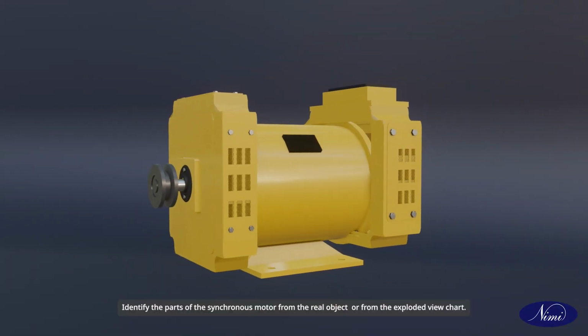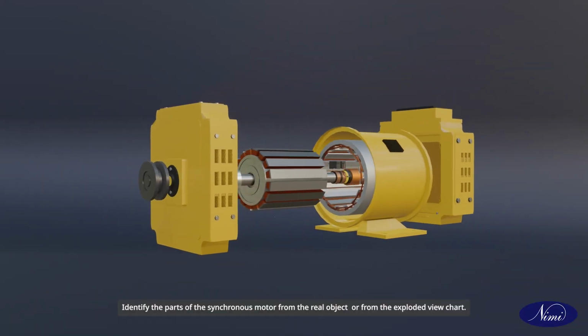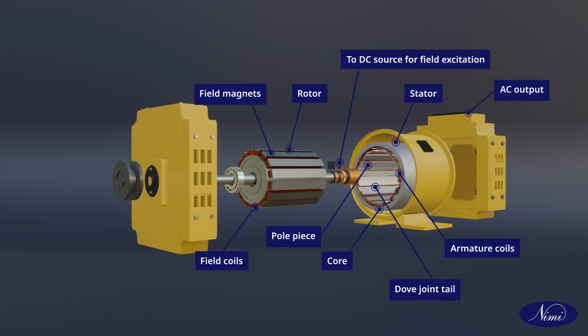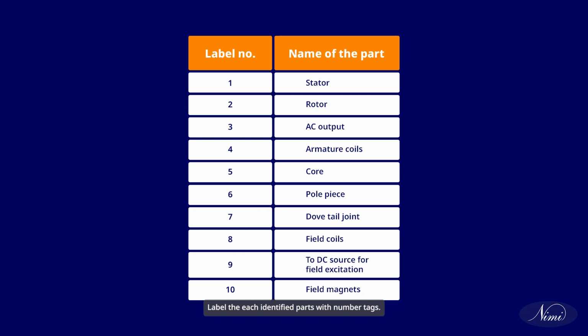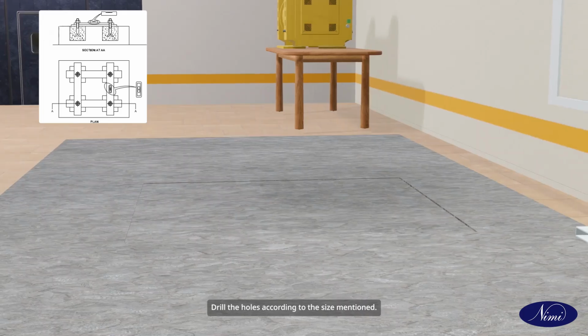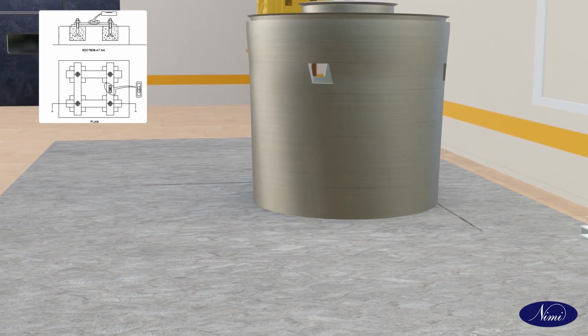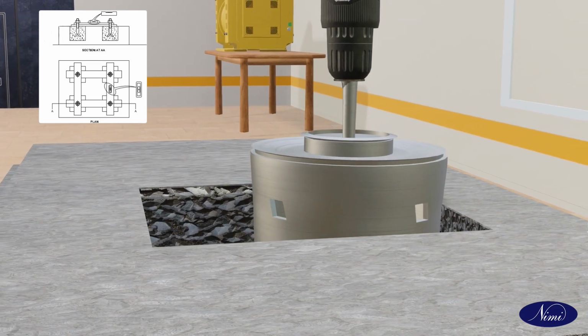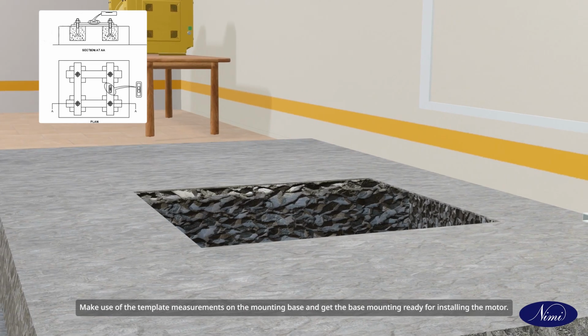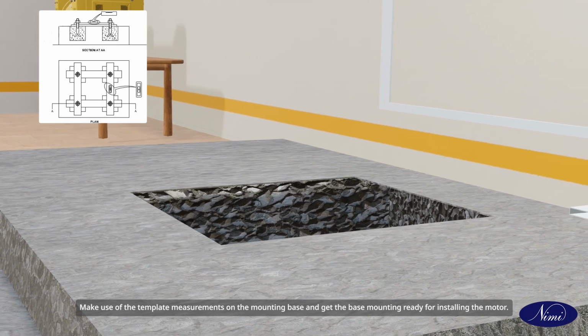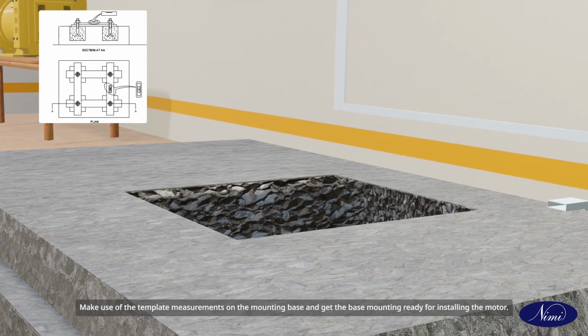Identify the parts of the synchronous motor from the real object or from the exploded view chart. Label each identified part with number tags. Write the name of the part of each labeled number in the tabulation. Drill the holes according to the size mentioned. Make use of the template measurements on the mounting base and get the base mounting ready for installing the motor.